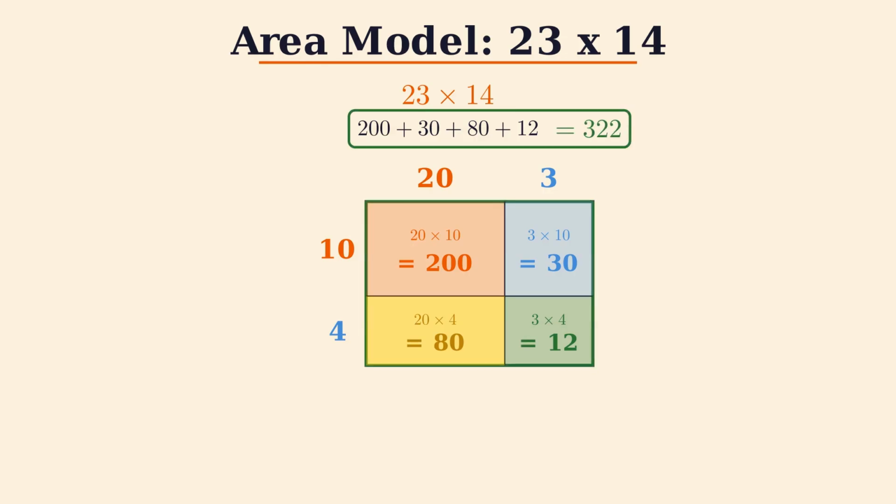Now we add all 4 parts together. 200 plus 30 plus 80 plus 12. That gives us 322. See how breaking the big problem into 4 tiny ones makes it so much easier? Boom. Area model for the win.